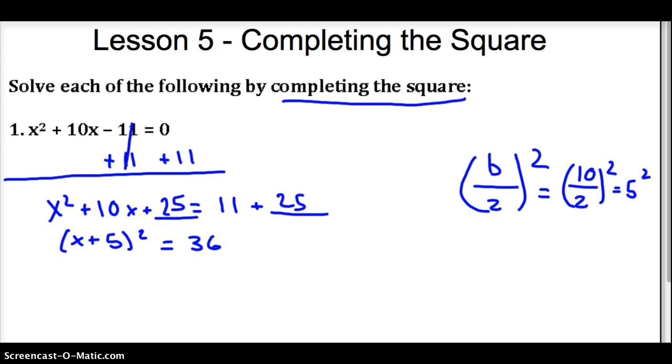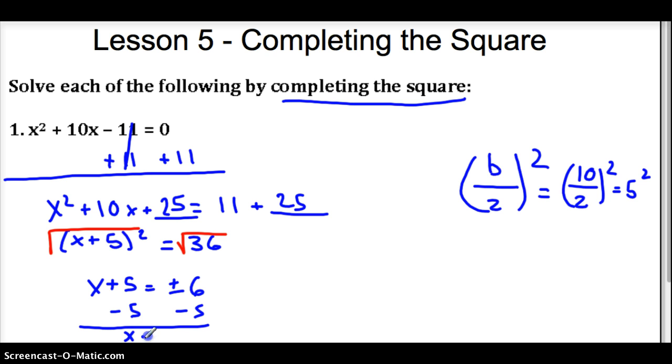Next step, we're going to take the square root of both sides. We're trying to solve for x, and to get this squared out, we're going to take the square root of both sides. Okay? And when we do that, we just get x plus 5, the squared goes away, equals positive or negative. Well, in this case, the square root of 36 is just 6. Finally, to solve, we're going to subtract 5 from both sides, and we get x is equal to negative 5 plus or minus 6.